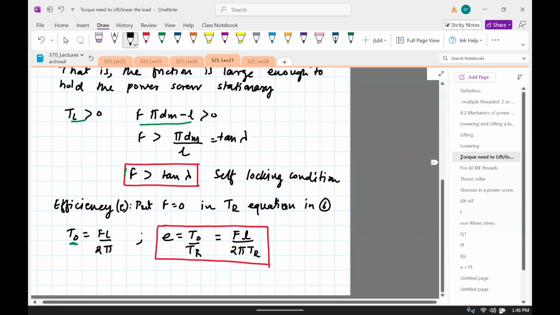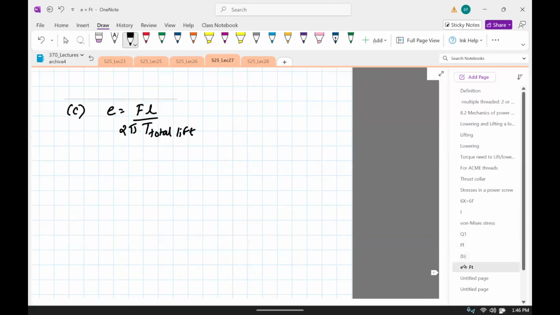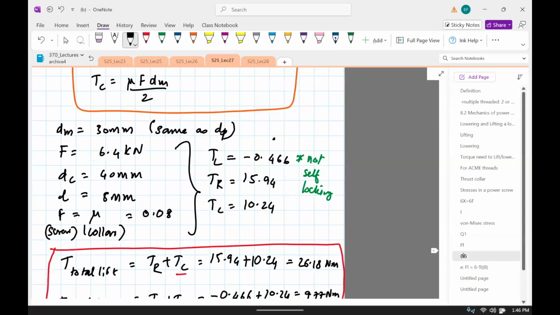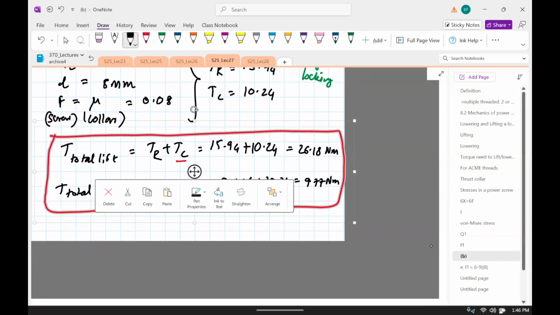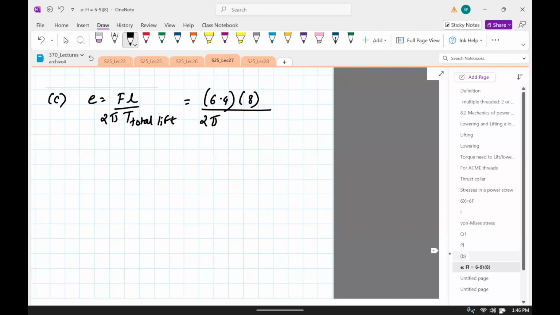The efficiency is T0 divided by TR. So here TR has to be replaced with total lift. So F is 6.4. L is 8 millimeters. Total lift or total load raised is 26.18. And so the efficiency is 0.311. So it's 31% efficient.